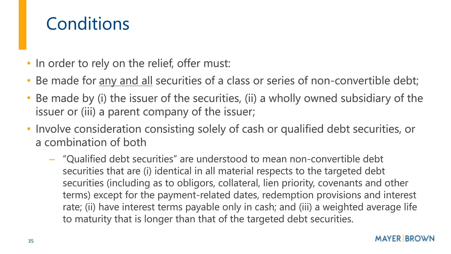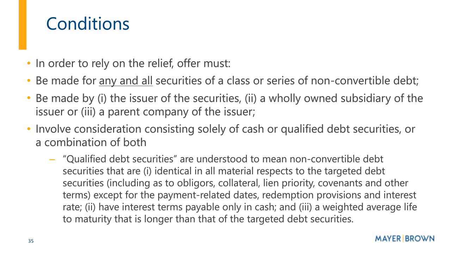There is no ratings criteria, so it can be investment grade, it could be high yield debt. It doesn't apply to third-party tenders, so the offer has to be made by the issuer of the securities. I guess it could also be made by a wholly owned subsidiary or by a parent company of the issuer. It has to be for any and all securities of the class, and then the consideration for the offer has to consist only of cash or qualified debt securities, or a combination of cash and qualified debt securities.